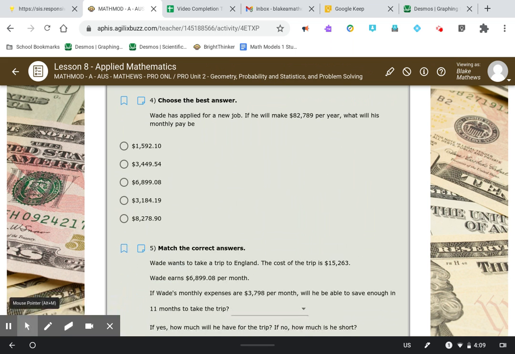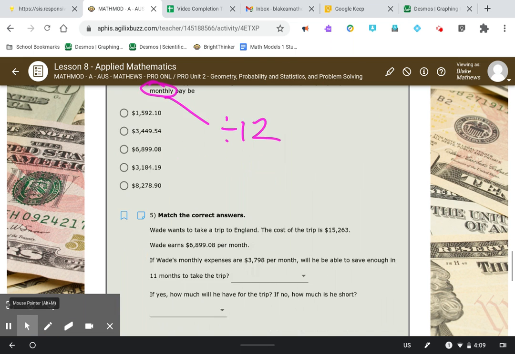Wade has applied for a new job. If he will make $82,789 per year, what will his monthly pay be? The key here is knowing that monthly means that you're going to divide by 12. And so I'll let you finish that one on your own.